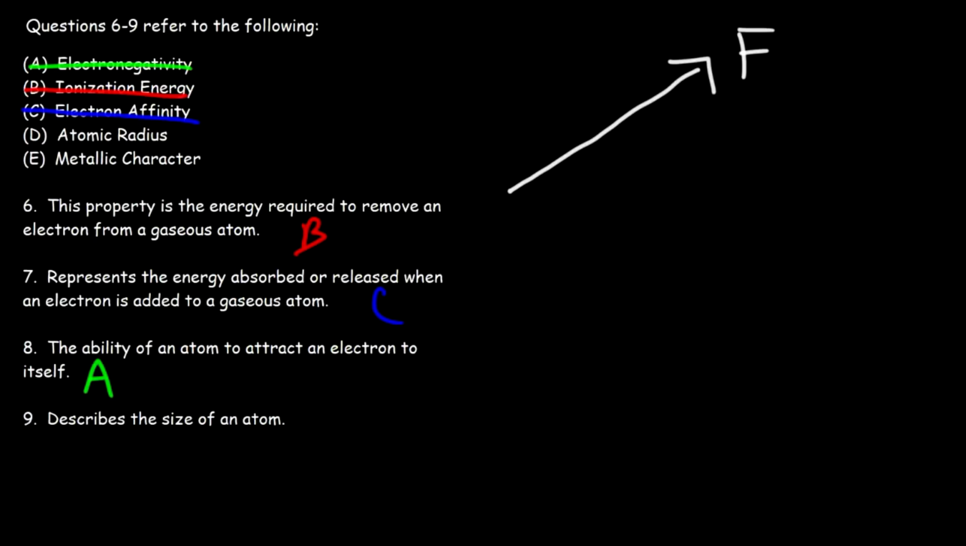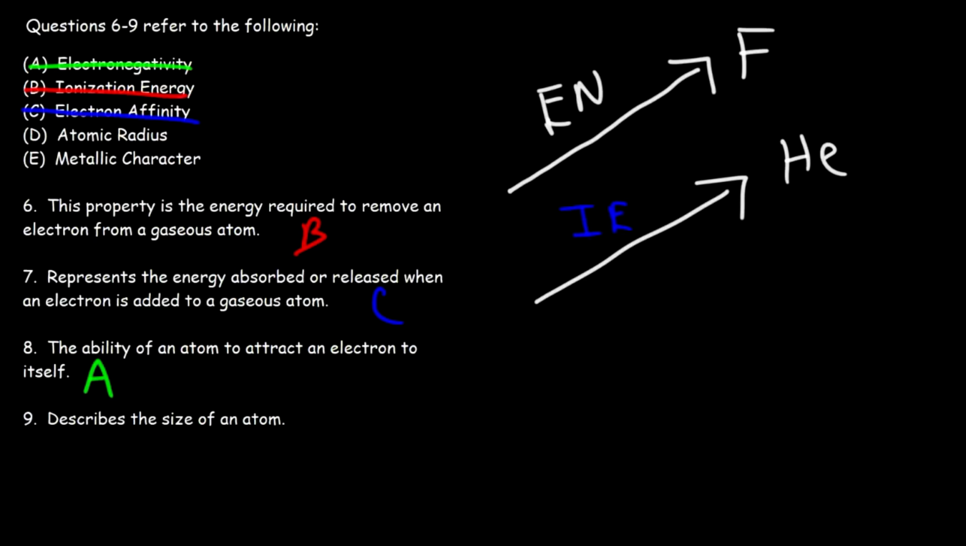Now, I'm going to write En for electronegativity. Ionization energy follows a similar trend. Ionization energy increases as you go up and to the right across the periodic table. So helium has one of the highest first ionization energies.